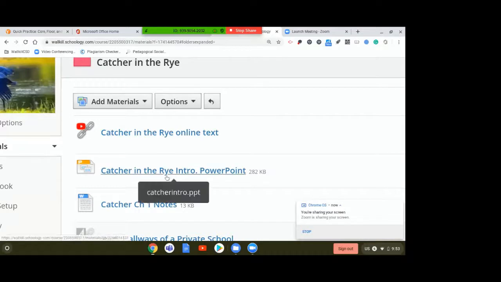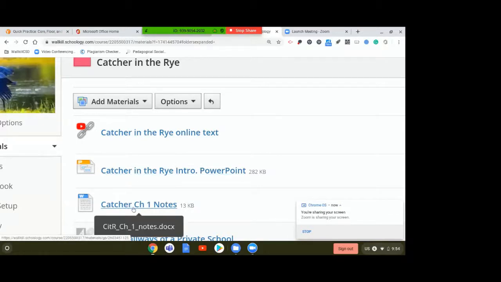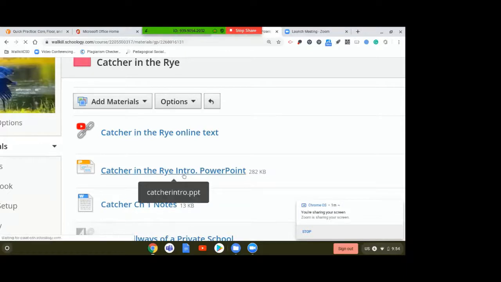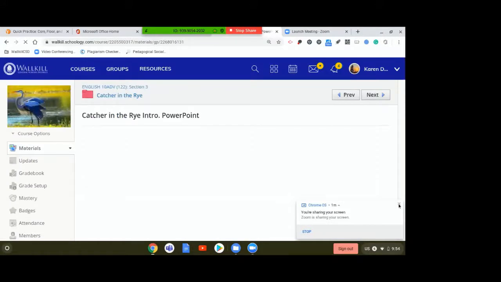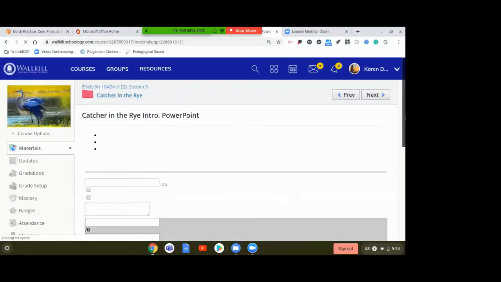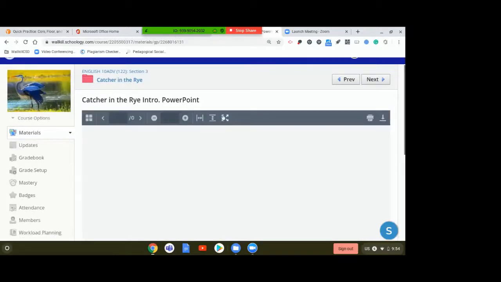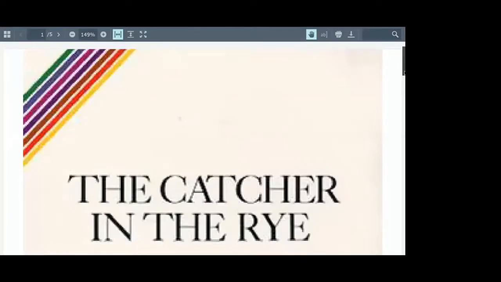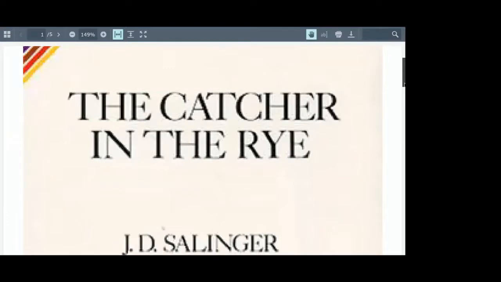Here's the Catcher in the Rye PowerPoint that we're going to discuss, just some introductory items. We'll look through it quickly. You need to look through it carefully, because questions from this PowerPoint will be on our first quiz. And then here's the Catcher in the Rye chapter 1 notes. So I'm going to start with this PowerPoint. Here's the PowerPoint. Just looking at this PowerPoint quickly. It's your real traditional background info PowerPoint. I didn't make it, I found it, but it was just such a nice overview. I couldn't help myself but borrow it.